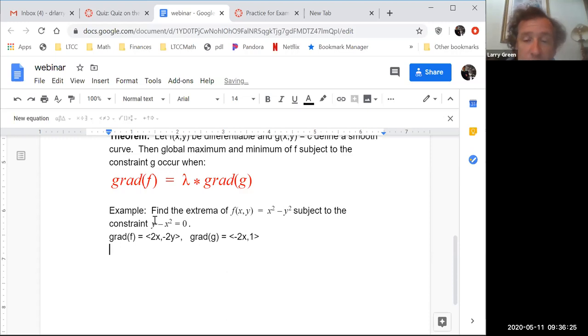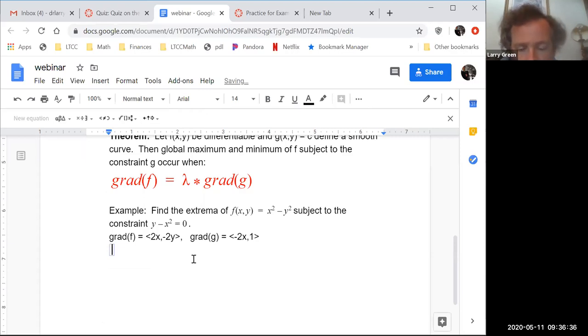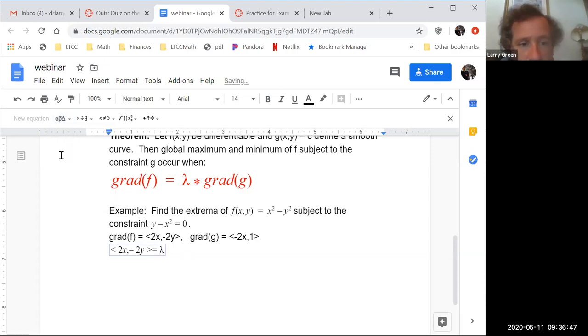Okay, so now we're going to use the Lagrange multiplier theorem. And I'm going to say, and since I'm going to use a lambda, I need to insert: 2x comma negative 2y is equal to lambda times negative 2x comma 1.